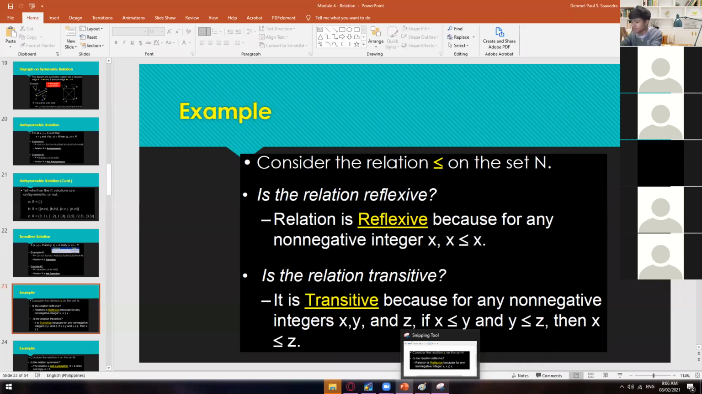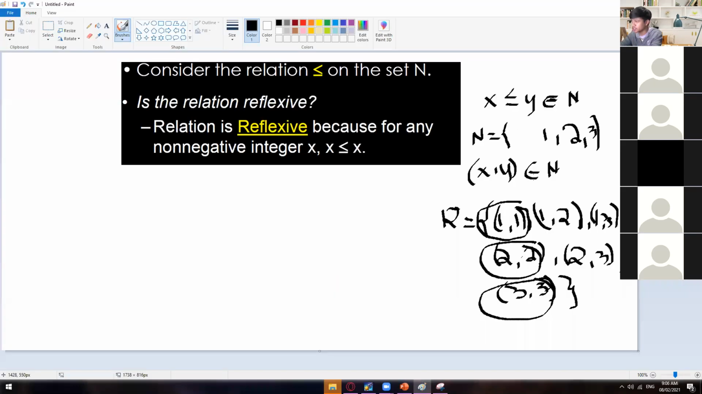So how about the question, is the relation transitive? Let's say we still have the same relations. We have these 6 elements, meaning 6 ordered pairs, not elements. Let me just remove the circles. So is this transitive or no?